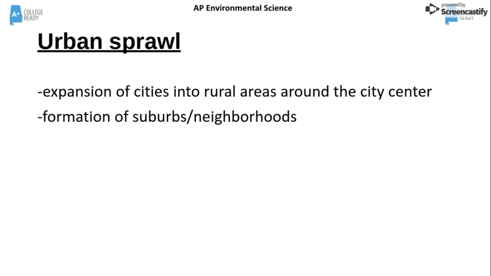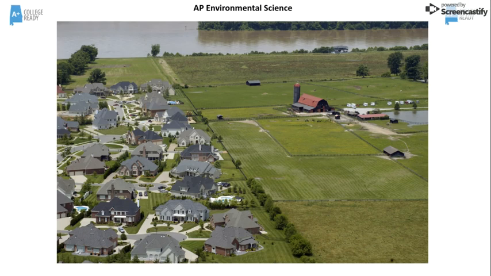Urban sprawl is the expansion of cities into rural areas around city centers. This results in the formation of suburbs and neighborhoods. This picture shows neighborhoods encroaching on farmland.